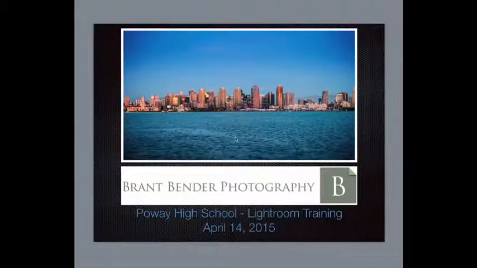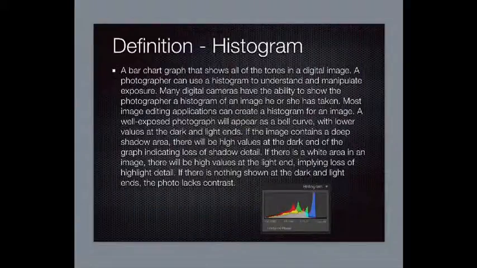So the first one is histogram. Basically, the histogram is the information that appears from left to right. And on the left-hand side is the dark part of the image. So we call that the dark side. A little Star Wars reference. And then on the right-hand side is the lights.